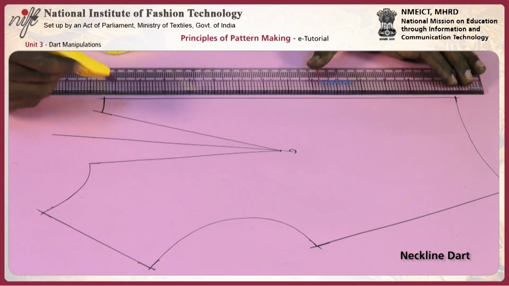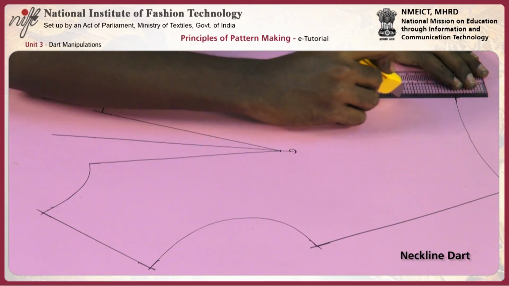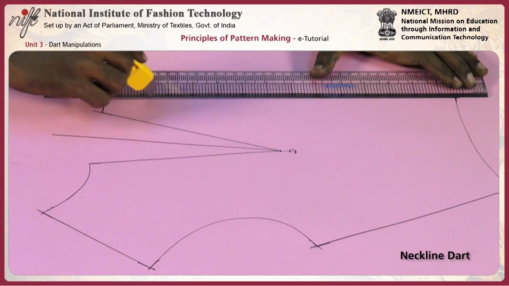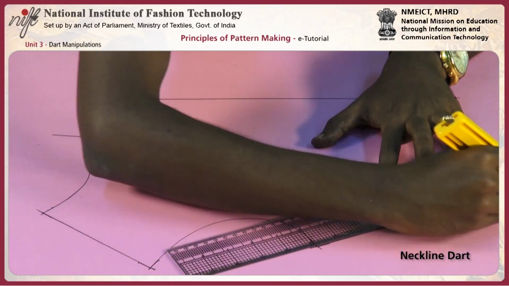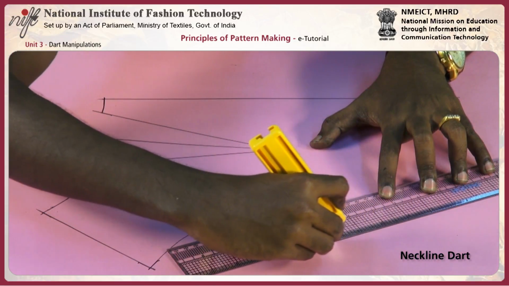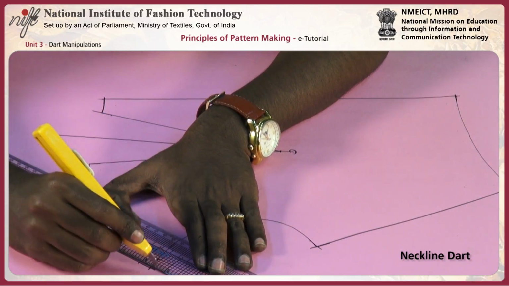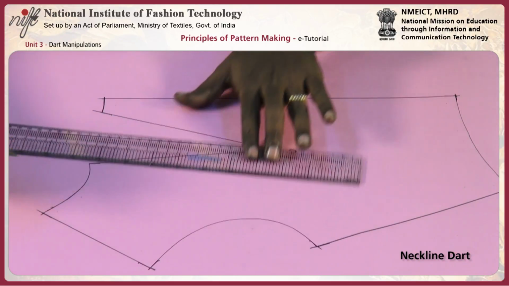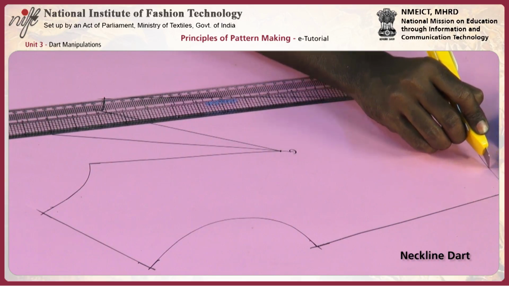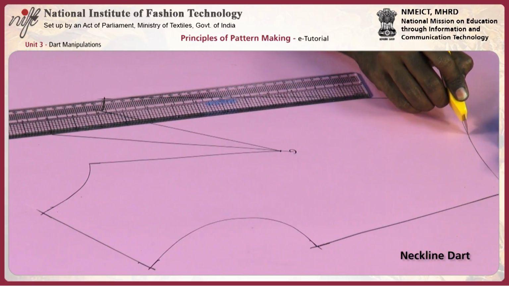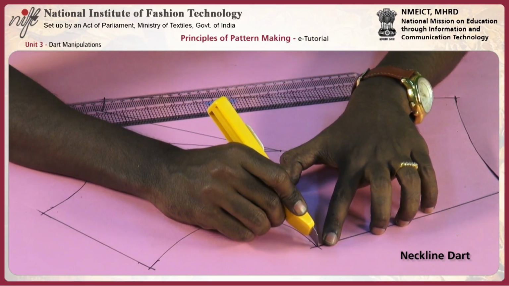Now we are going to cut the pattern. Cut the center front line, cut the side seam, cut the shoulder, cut the waistline seam, cut the armhole.